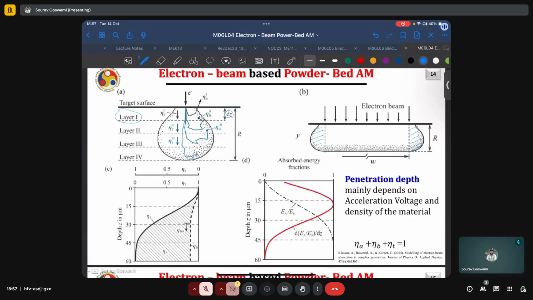This is also captured by the transition in fractions of eta t and eta b with increase in depth. And this penetration depth mainly will depend on the acceleration voltage and the density of the material. Of course, at all times, the fractions will obey the constitutive relationship eta A plus eta B plus eta T equals 1, because the fraction of electrons which get embedded in the given layer, plus those which get backscattered from that layer, plus those which get transmitted from that layer will always equal 1.